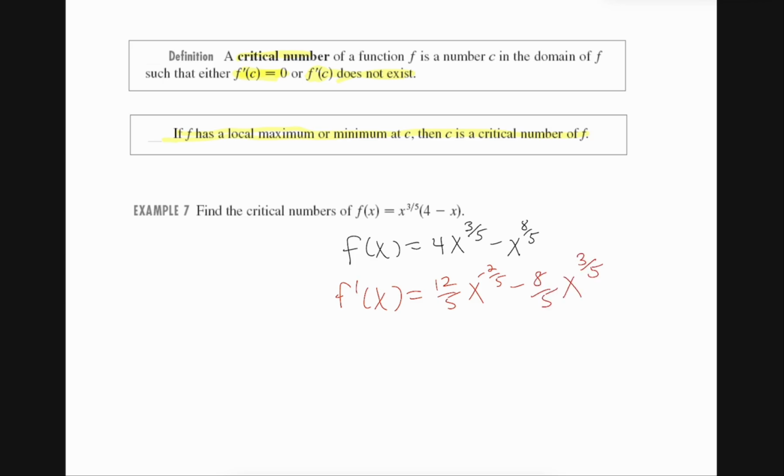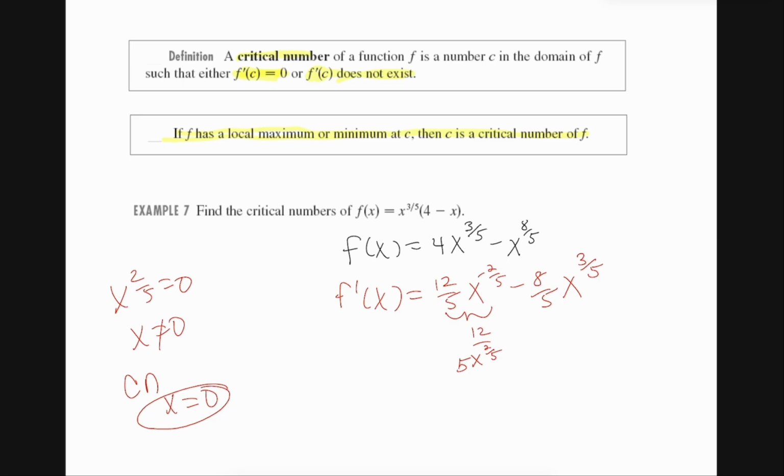Okay. And so let's think about what the critical numbers are. So you have to ask yourself, where does that function not exist? Well, this second piece right here, that is really x to the 2 fifths in our denominator. So x to the 2 fifths equals 0 when x is 0. So that's out. We can't have a 0 denominator. So we definitely have a critical number when x is equal to 0 because the first derivative doesn't exist there. So that's our first critical number.